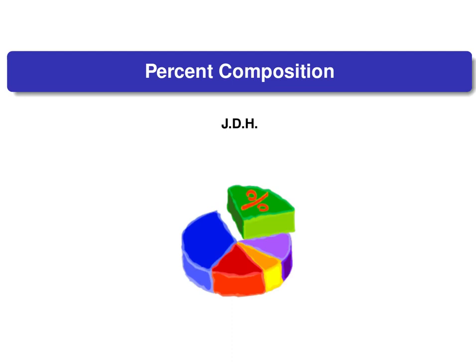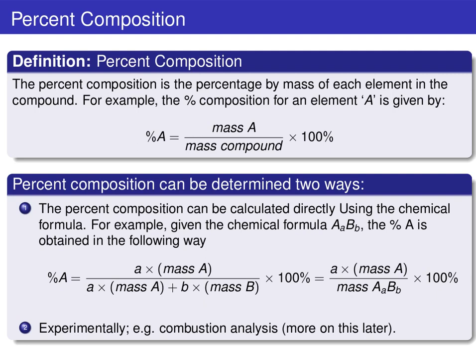In this video, we are going to talk about the concept of percent composition, which basically is going to allow us to determine the percentage of the mass of a compound that belongs to a certain element in that compound. Okay, so let's start things off with a definition. The definition of percent composition is this.